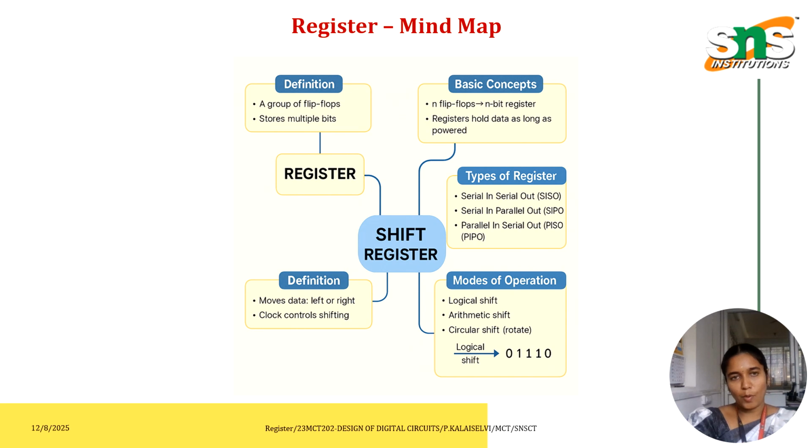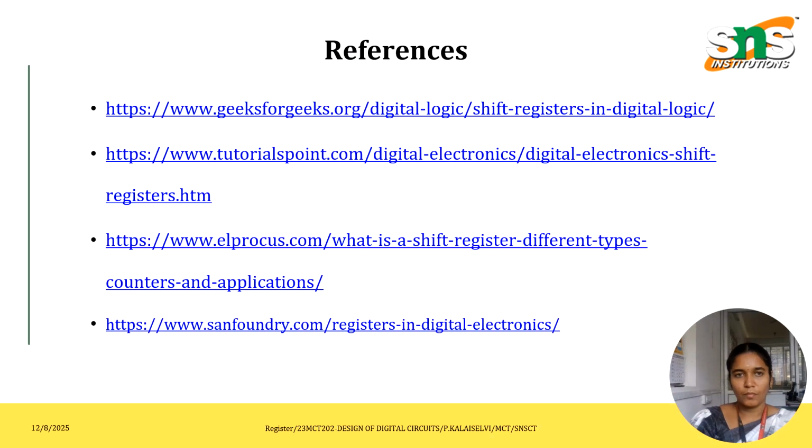So this is the mind map of registers. The mind map is given for summarization purposes, covering the definition and basic concepts. Here I am giving the types of registers and modes of operation. So this is about the shift register and the register. These are all the references we have referred to for this presentation.